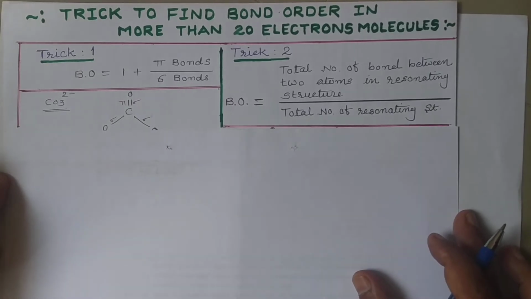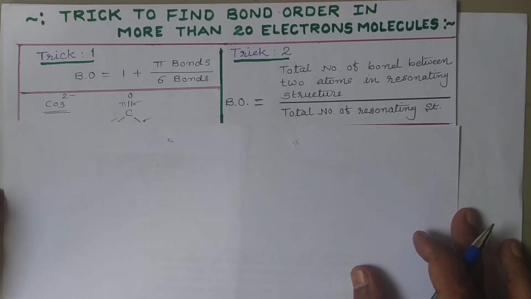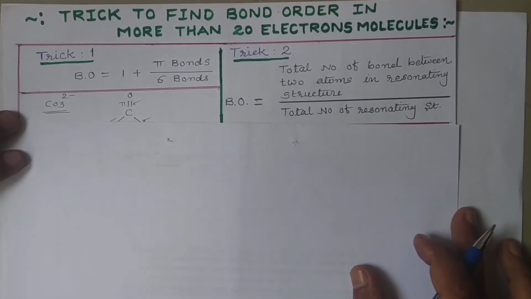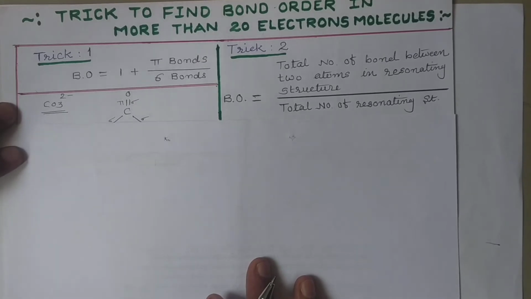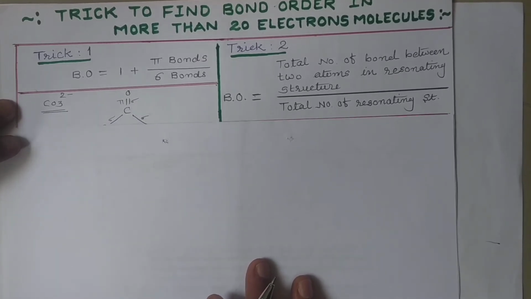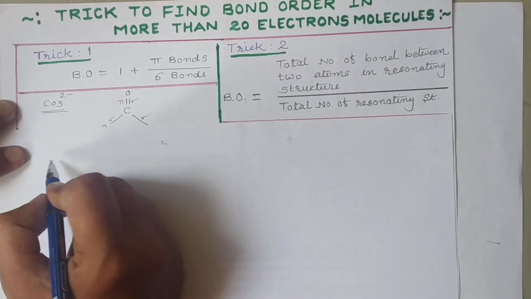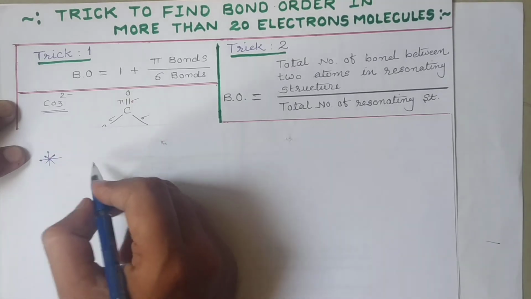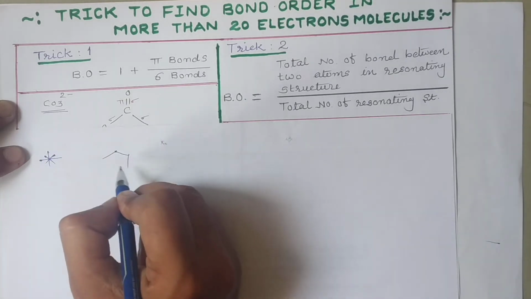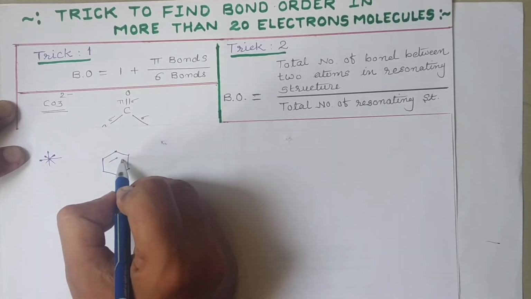Our formula will be the same. Here we have 2, 3, but let's take one more example. So we are taking the example of benzene. First we will draw the resonating structures of benzene.